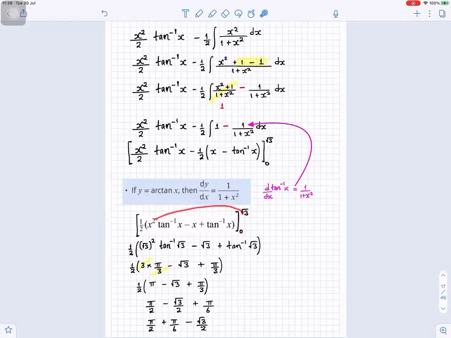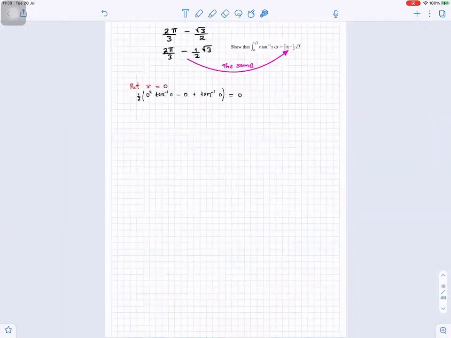If you put root 3 in, you get this expression. When you simplify it, this 3 will cancel with that 3. And you end up with pi over 2 plus pi over 6 minus root 3 over 2. And you add them up, you get 2 pi over 3 minus root 3 over 2. Or you can write it as 2 pi over 3 minus a half root 3. So it's the same as what you wanted to show.